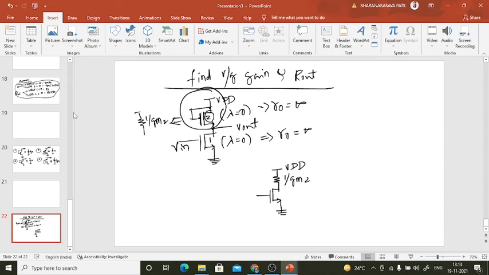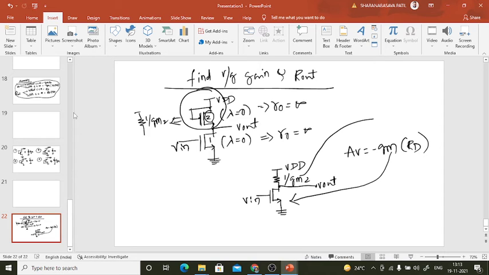I'm taking output at this terminal. So I already gave those equations. To find gain, what is the equation? Minus Gm into Rd, because we are taking no channel length modulation condition, so it is minus Gm Rd. Gm is the Gm of this transistor, and Rd is this one. So AV is equal to minus Gm1. Rd is 1 divided by Gm2.